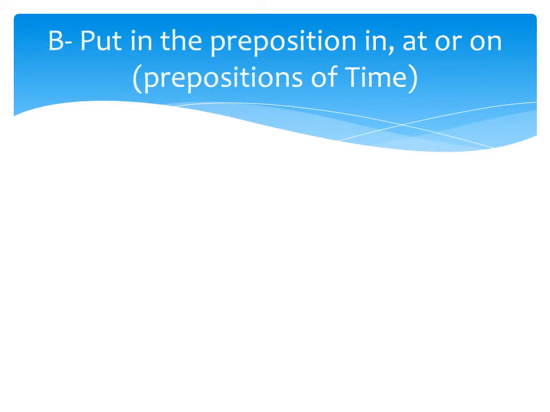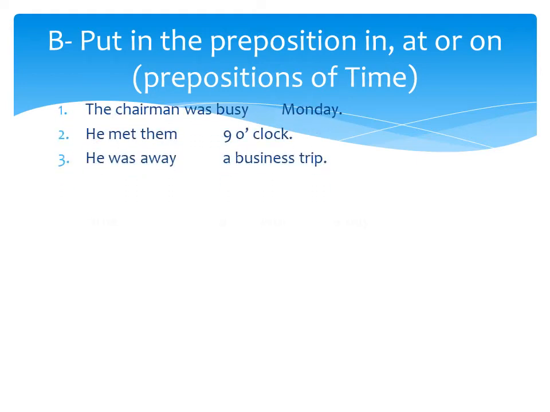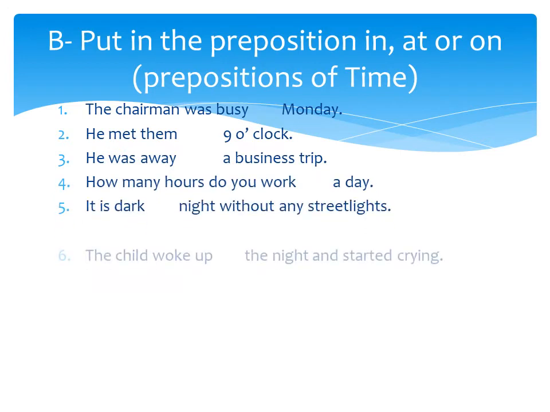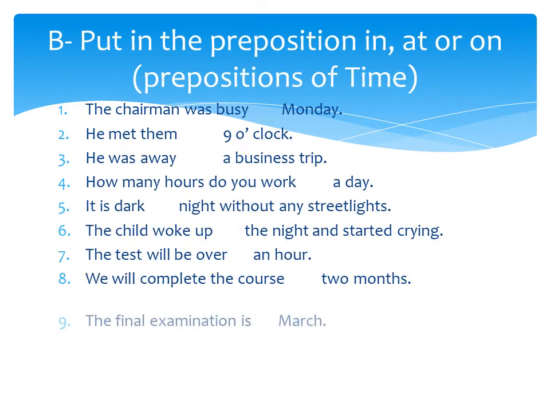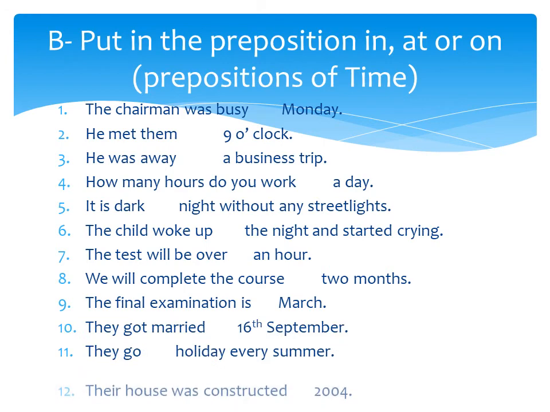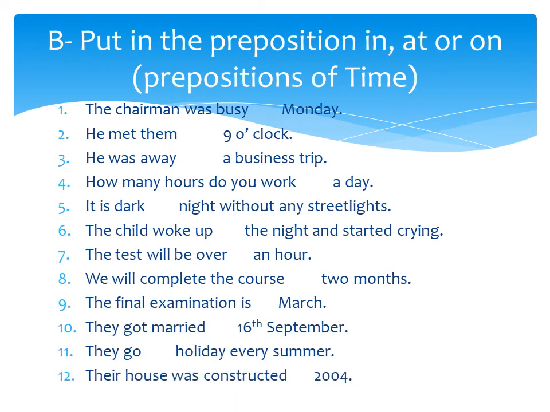Exercise B, put in the prepositions in, at or on. Here we will use in, at or on as prepositions of time. This is your exercise. Number 1, the chairman was busy dash Monday. Monday is a specific day, so we will use on over here. He met them dash 9 o'clock. 9 o'clock is a specific time, so that's why we are using at.